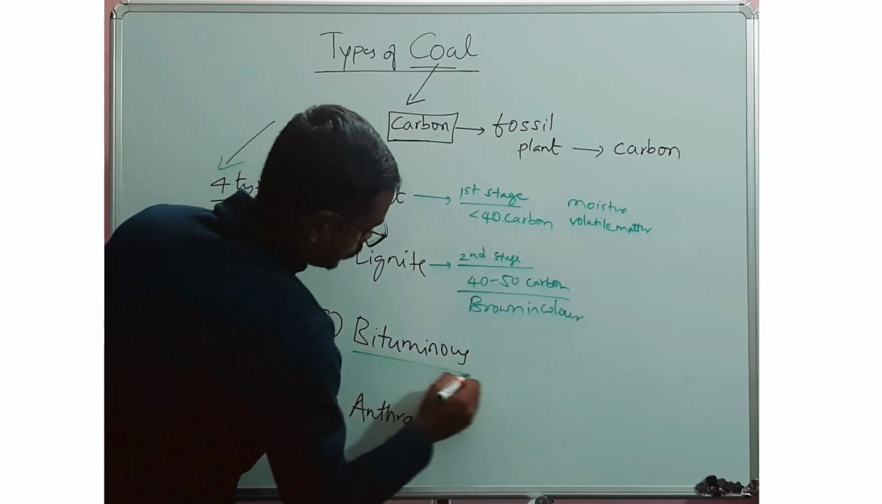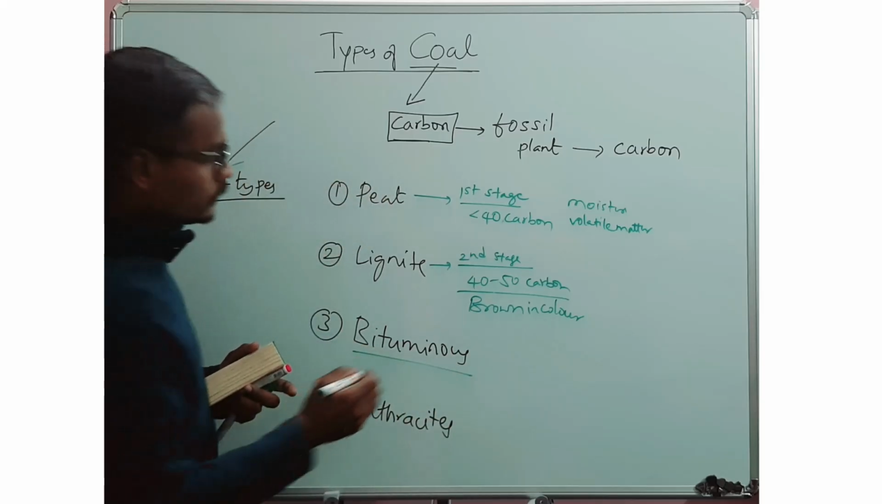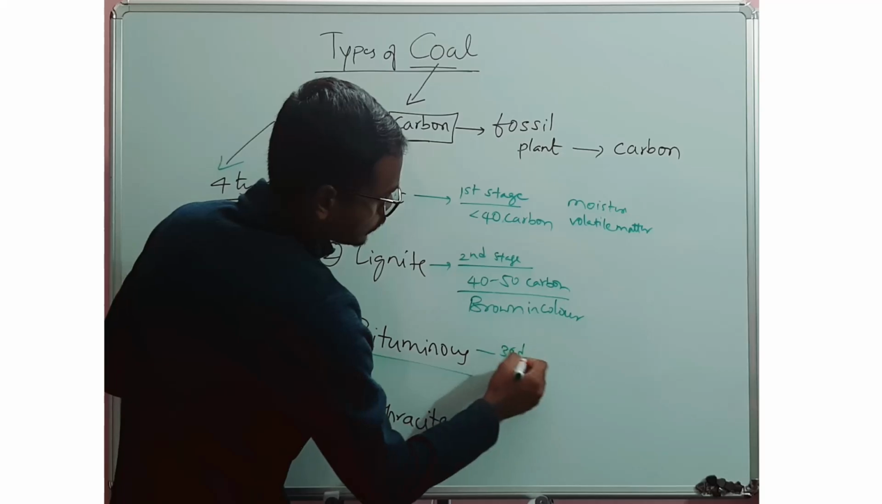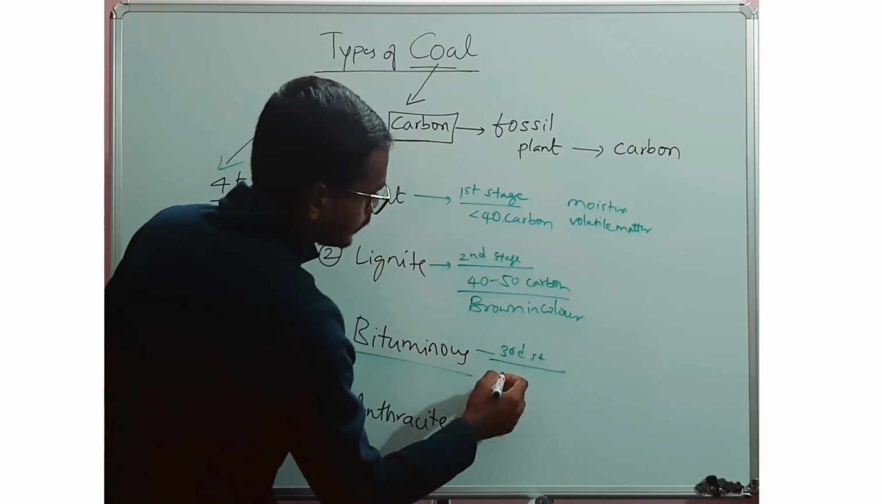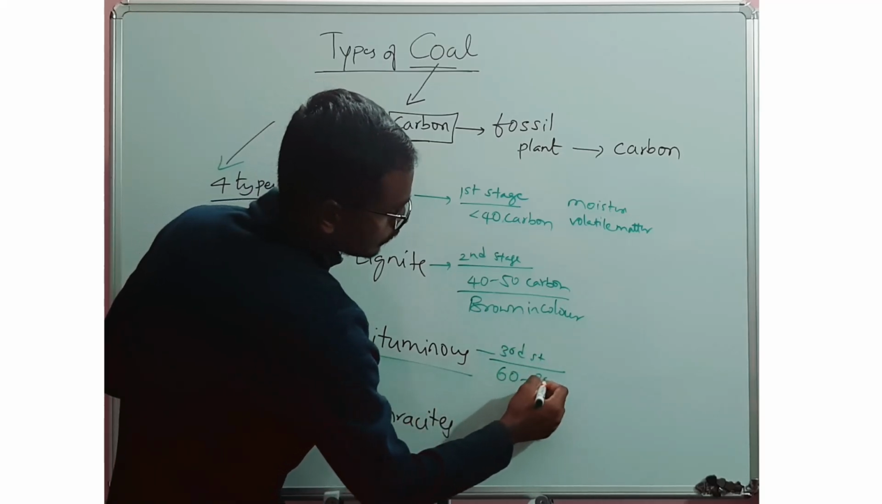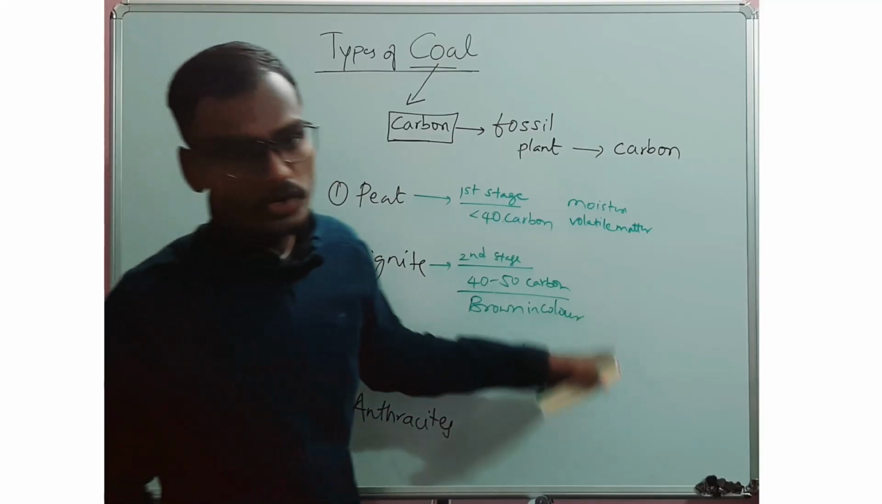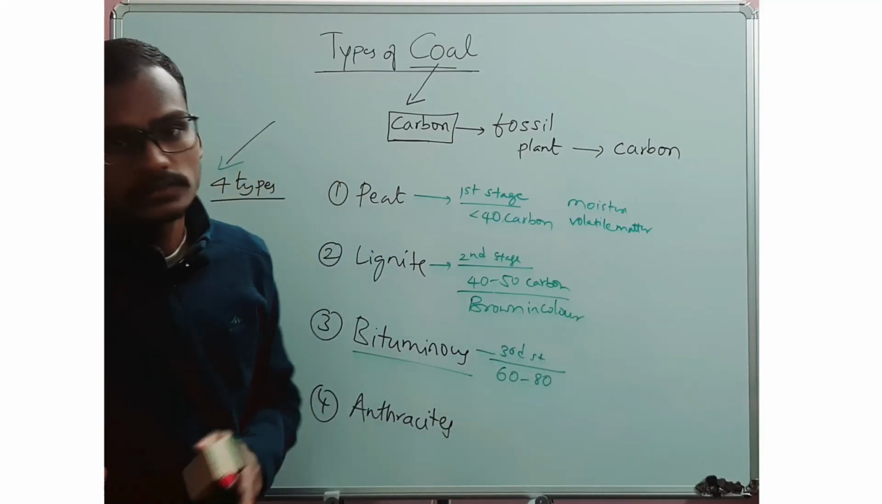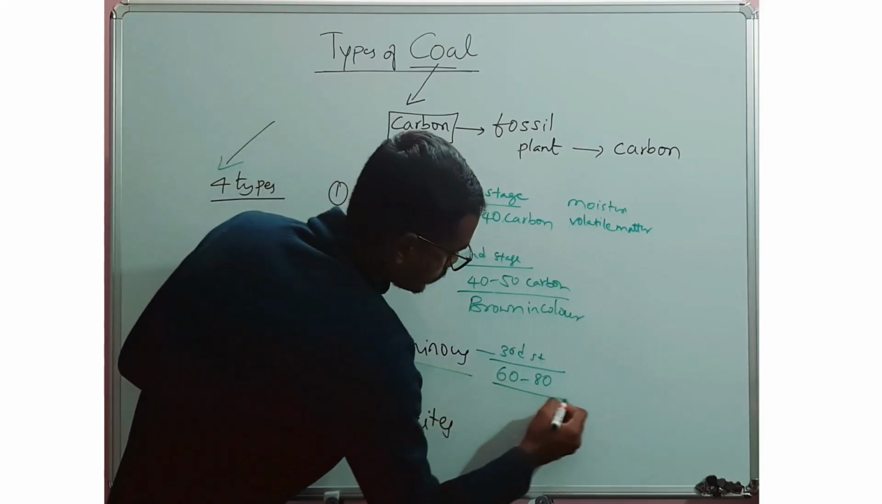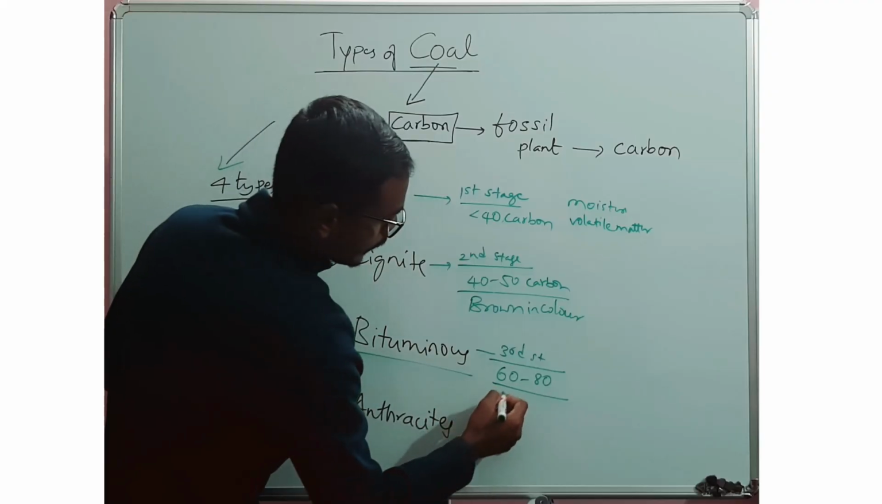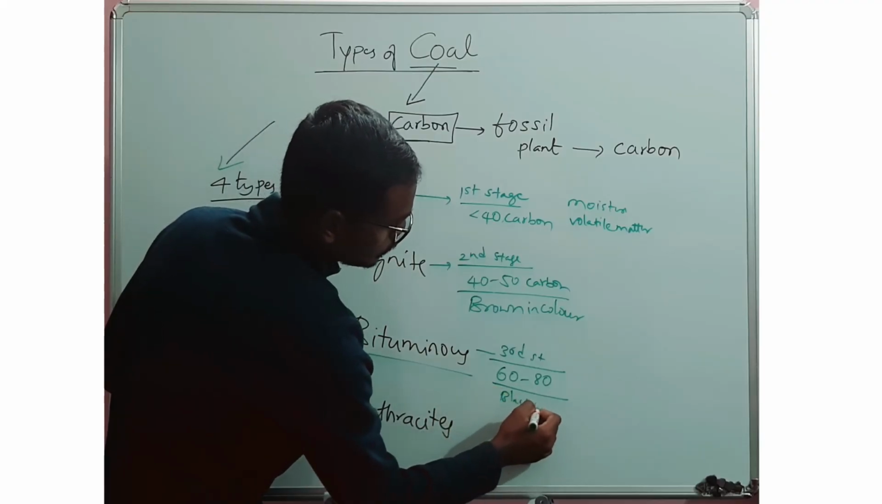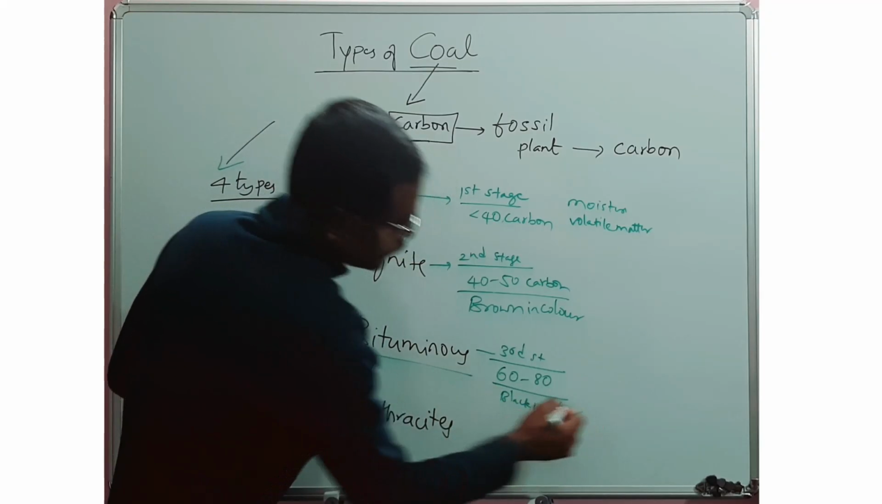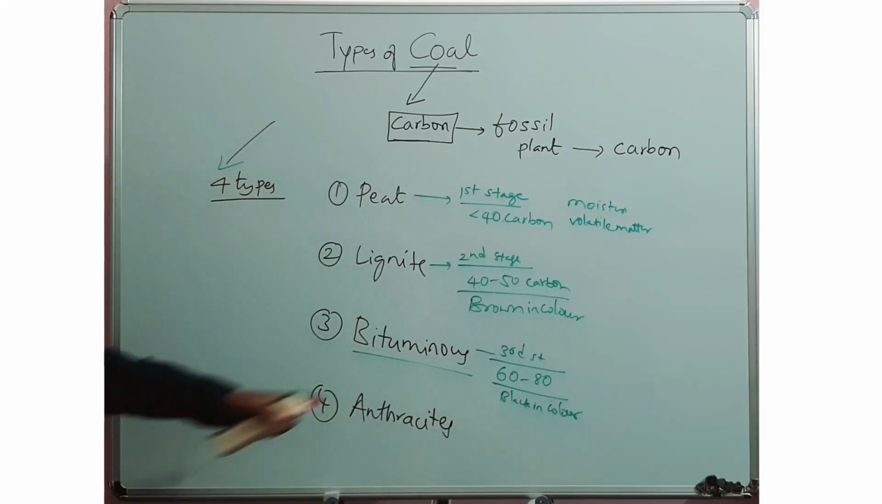Then let's come to the bituminous coal. This is the third stage of formation, and it has around 60 to 80% carbon content, and the remaining is moisture, volatile matter, and some other things. Along with this, it is black in color. This is all about bituminous.